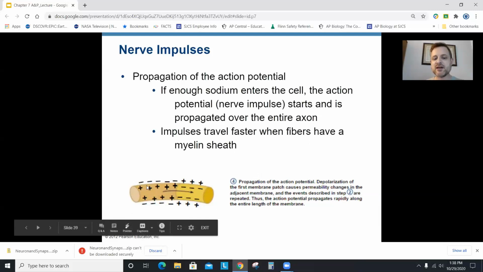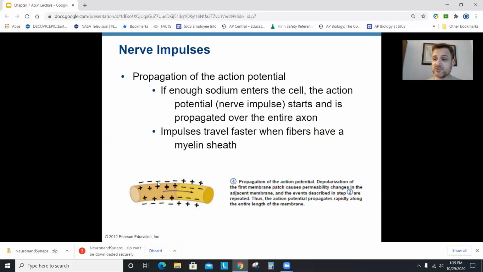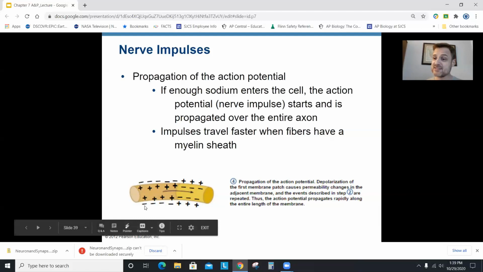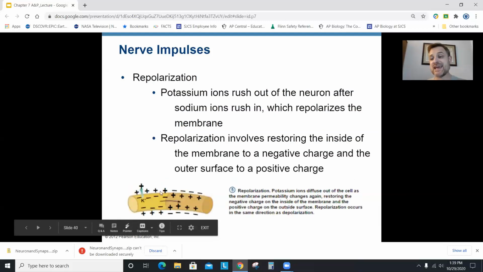Well, once the signal gets, say, to here, there's another effect. The other effect is that those sodium gates close, but then potassium gates open. If you remember, potassium was on the inside. If I open a potassium gate, the potassium diffuses out. That's what happens on this slide, which is the slide on repolarization.